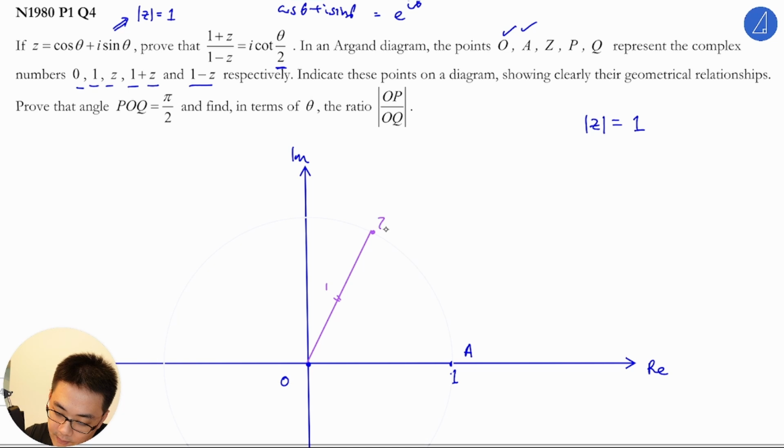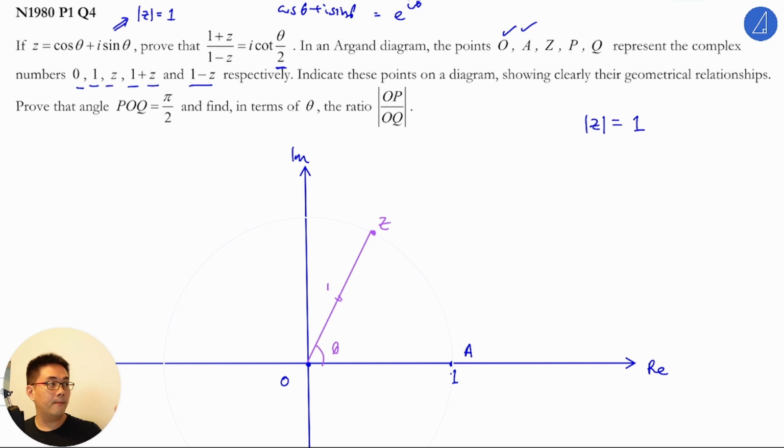So this is Z. So this is theta. Any issue with that? This is theta. Mod Z is 1, so length is 1. So this you must be able to draw it out. Okay, understand this part first, slowly.